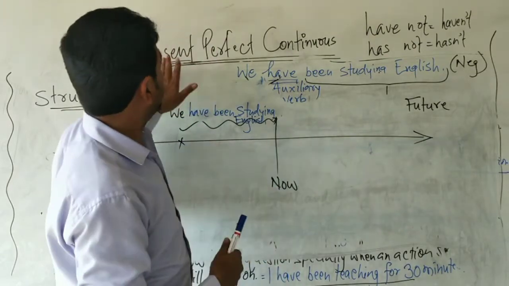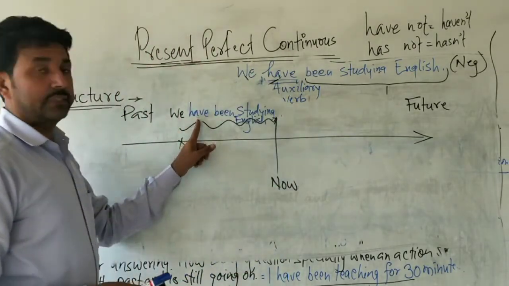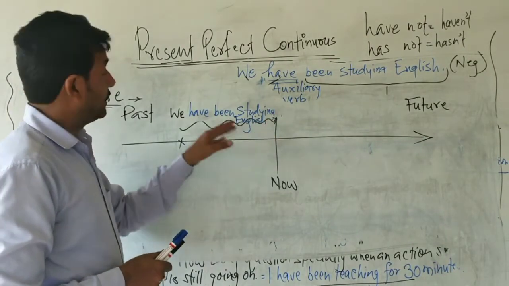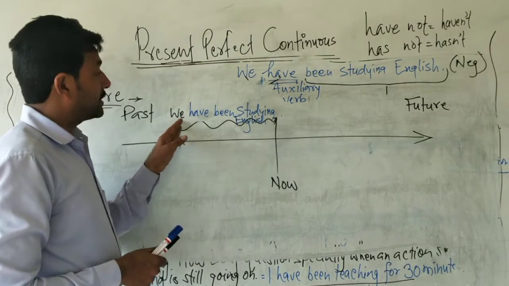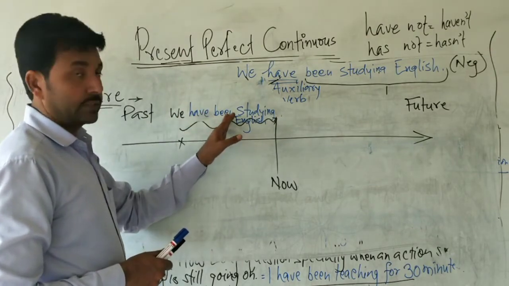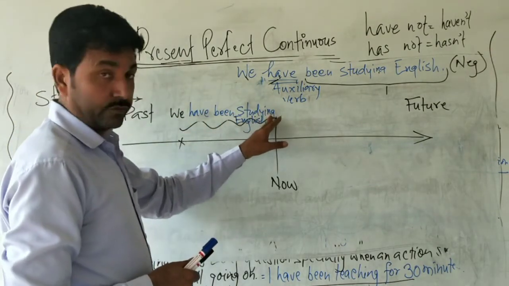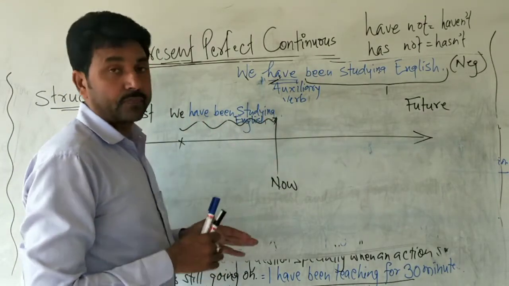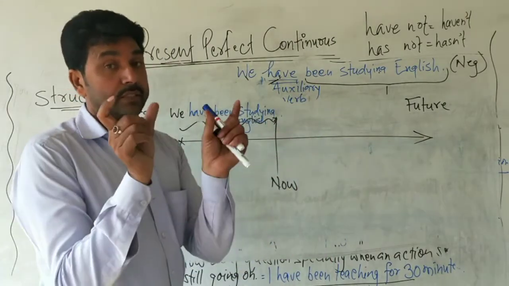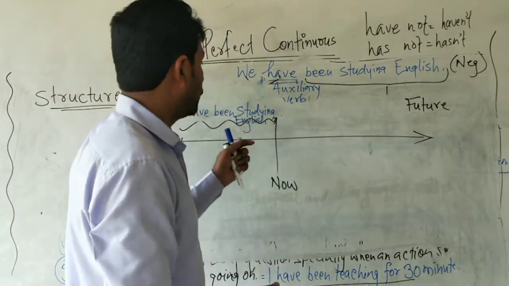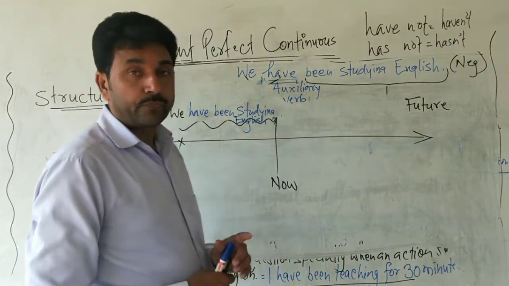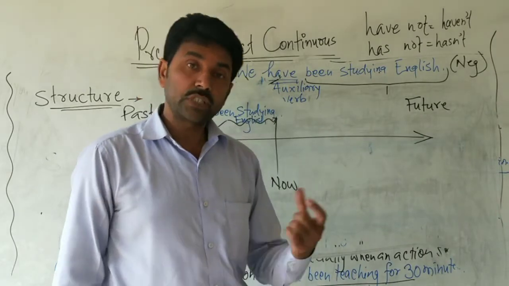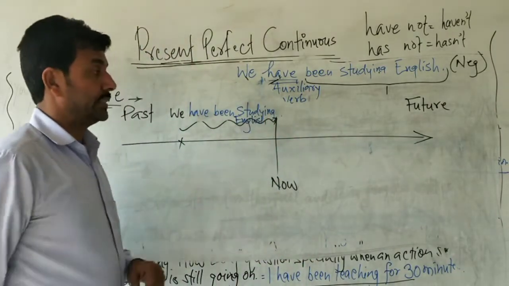We can use present perfect continuous tense with this structure. Have been, then the ing form, then the object. So this is subject plus auxiliary verb have, then been, then verb plus ing, then object. We have been studying English. After that, if you want to say the period of time, you can use for. If you want to show the point of time you started, then you can use since.